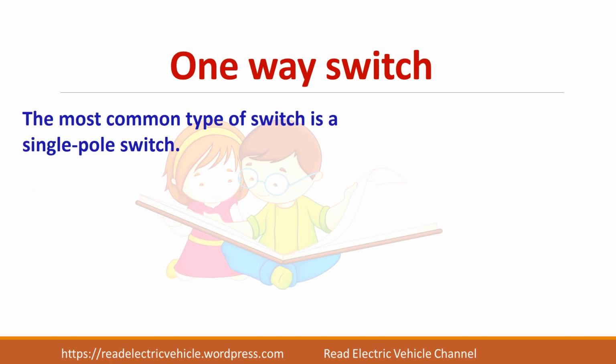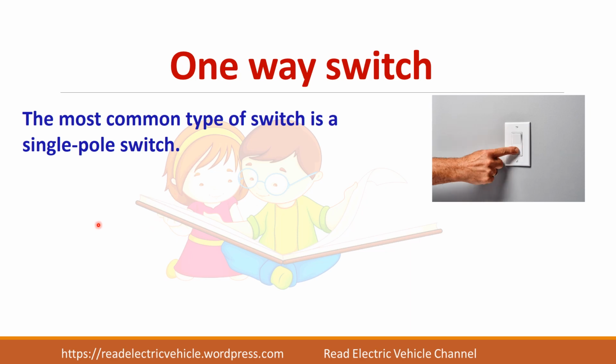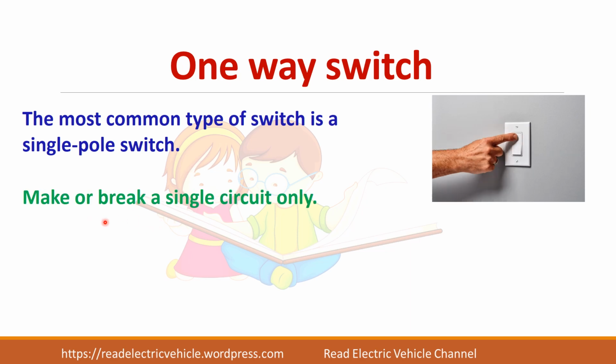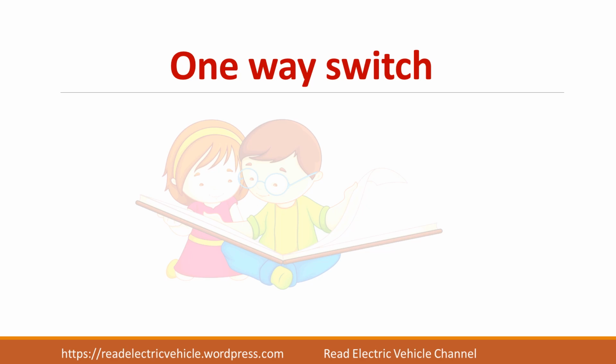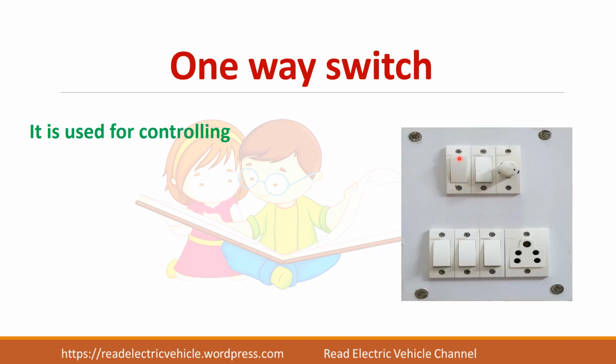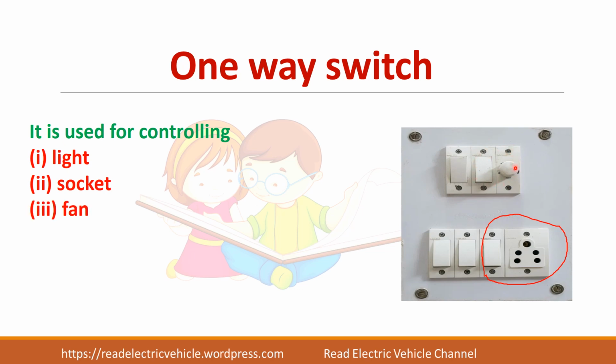The most common type of switch used in our home is the single pole switch. It is used to make or break a single circuit only. The one-way switch can be used to control a light. See here, by turning on, you can turn on the light, and when you turn it off, the light will go off. So similarly, a socket can be controlled using this switch, and a fan can be controlled using a one-way switch.